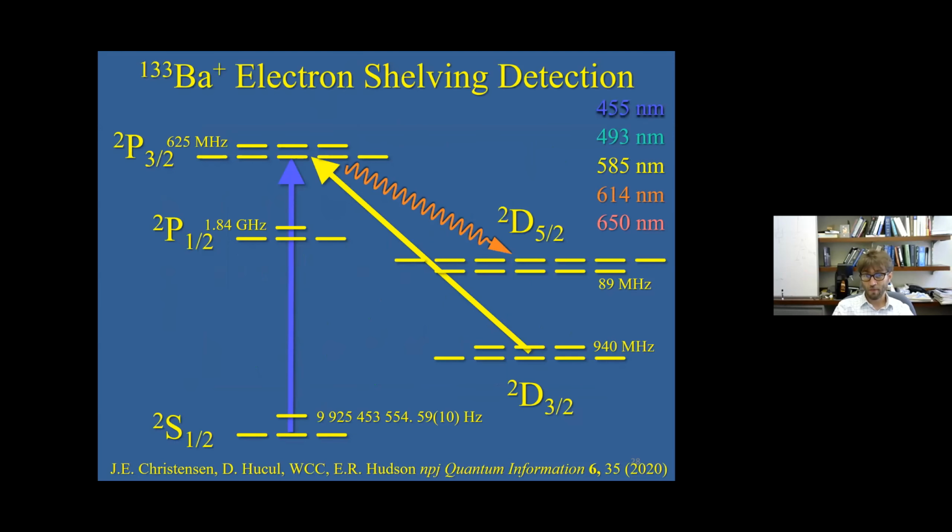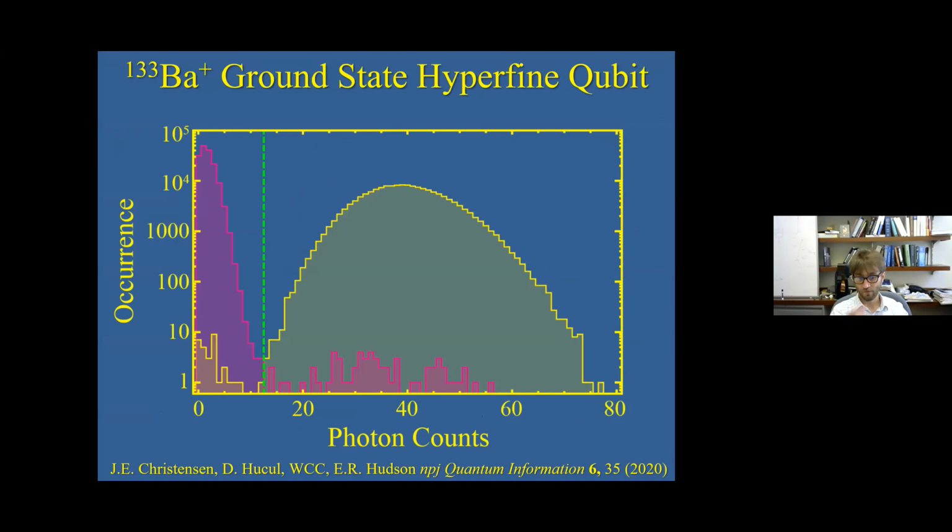The actual implementation of electron shelving in this system is that we drive from the f=1 state up to this p3 state here. And there is a 614 nanometer photon that gets spontaneously emitted at some point after doing that a few times, that puts that lower state into the d5 manifold, okay? And once it's up there, we can then turn around and look for fluorescence.